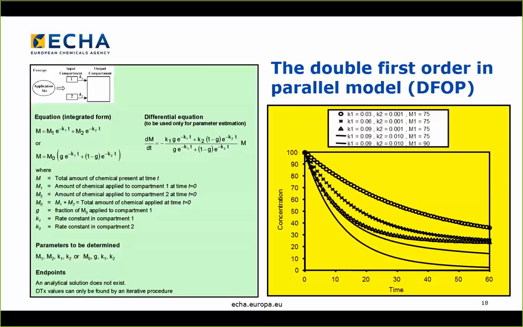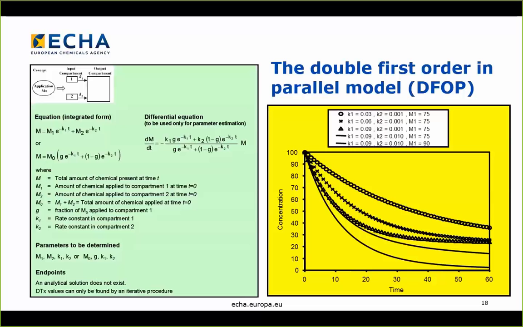So again, M0, initial mass at time 0, is a constant parameter for all of the models. But now we have this G parameter. And the G parameter is just used to fraction up your total mass between those two compartments. So the G fraction is how much of the total is in compartment 1, and then 1 minus G is how much is in compartment 2. And then we have our two first order rate constants, K1 and K2, operating in parallel.